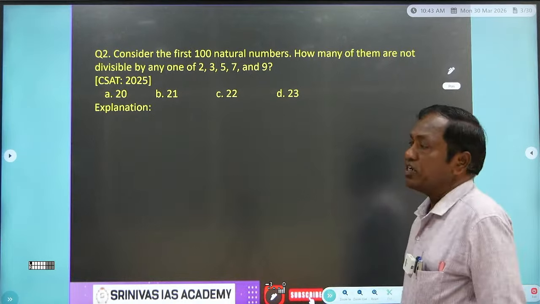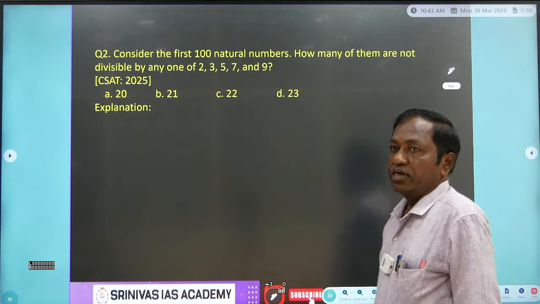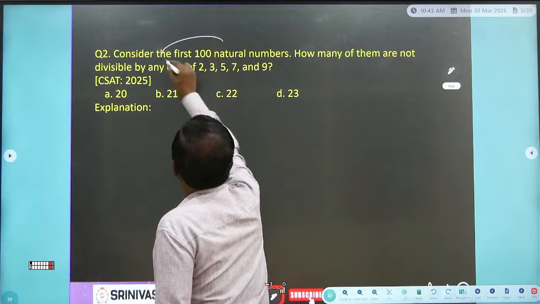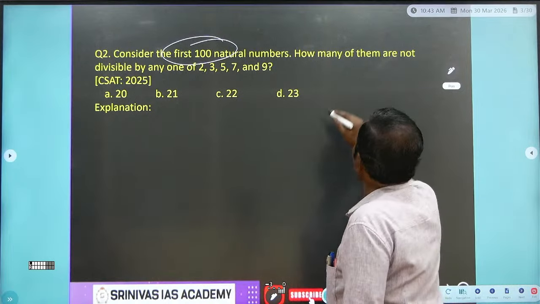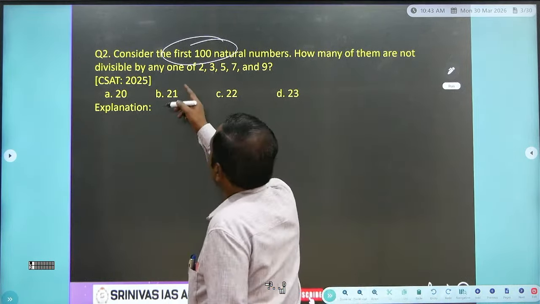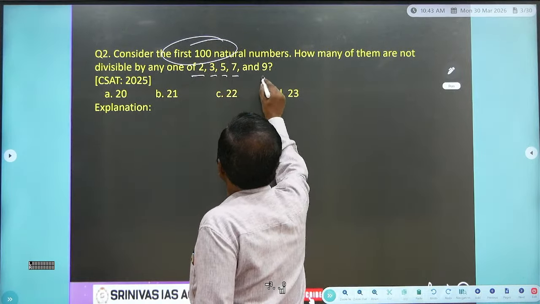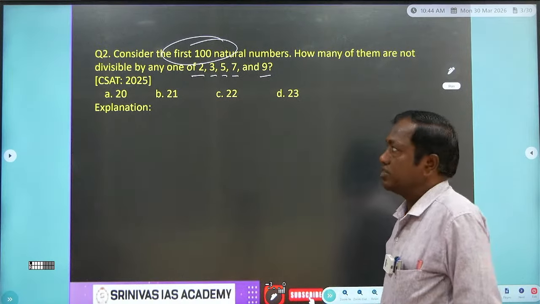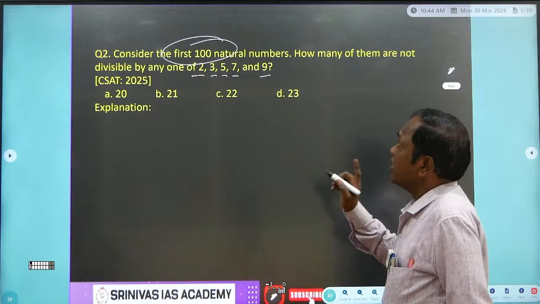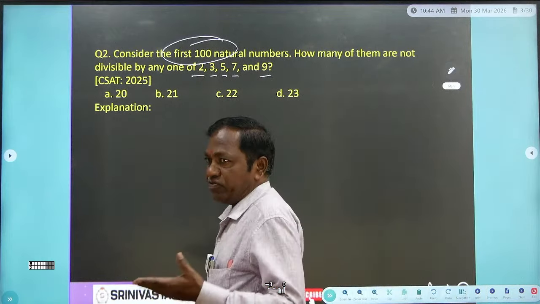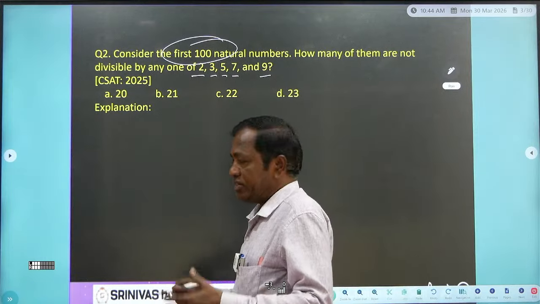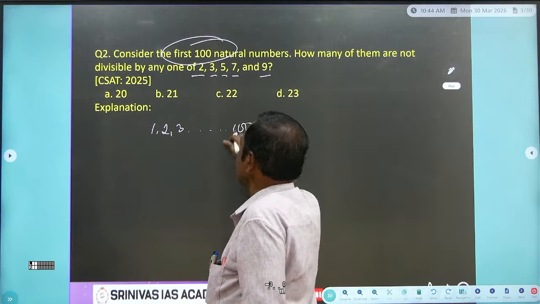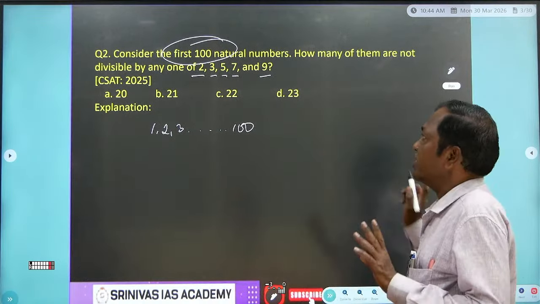Consider the first 100 natural numbers. How many of them are not divisible by 2, 3, 5, 7 and 9? See that, again a last year question, exactly last year's question. Consider the first 100 natural numbers. First 100 natural numbers means 1, 2, 3 till 100.